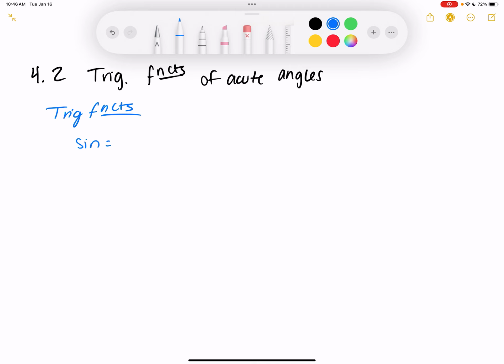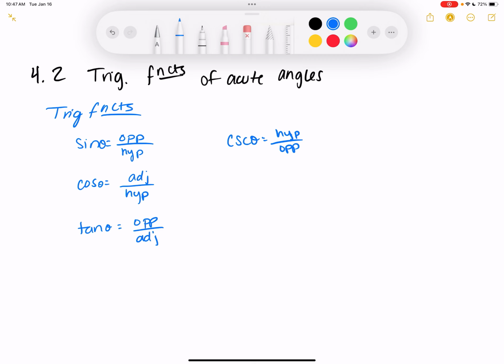just as a refresher, sine is opposite over hypotenuse, cosine is adjacent over hypotenuse, tangent, I should put thetas in here, is opposite over adjacent, cosecant is hypotenuse over opposite, secant is hypotenuse over adjacent, and cotangent is adjacent over opposite. And remember the little acronym, SOHCAHTOA.